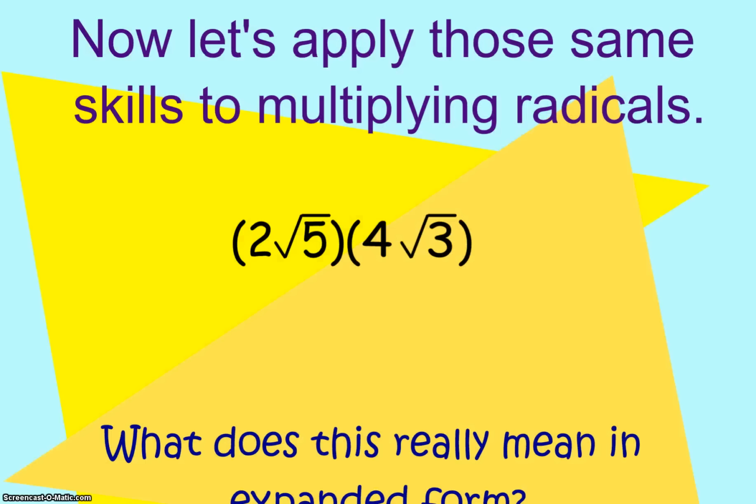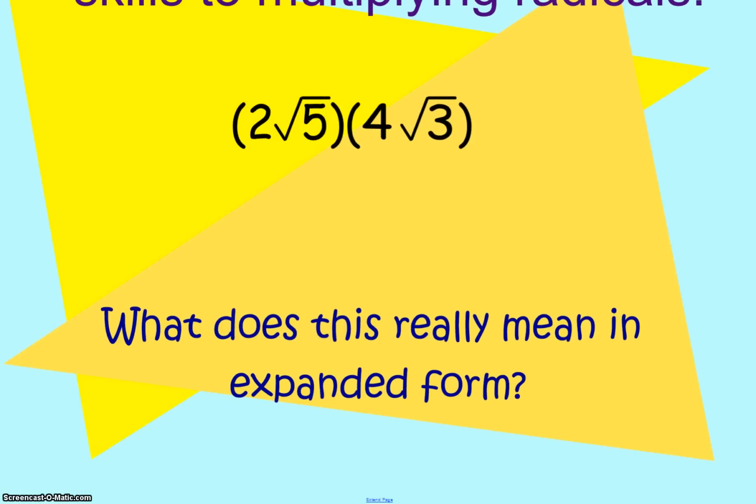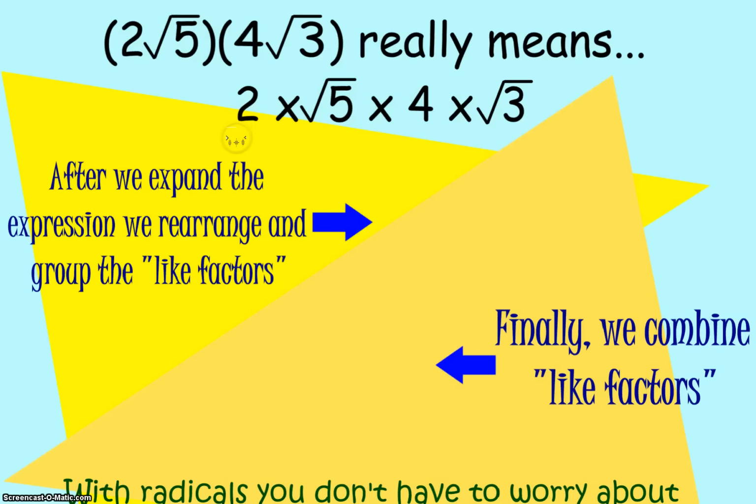And now we're going to bring radicals into it. So let's apply those same skills to multiplying radicals. What does this really mean in expanded form? Okay, so make sure you have this example written. In expanded form, it means 2 times square root of 5 times 4 times square root of 13.